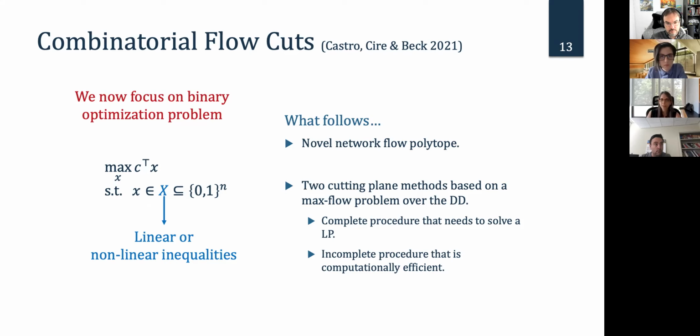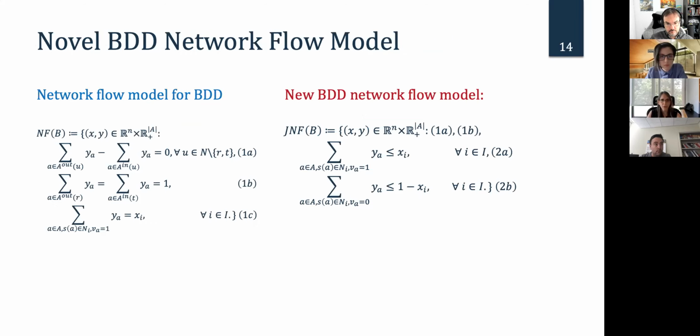And the other one is incomplete. It might not remove all the points that you want, but it's very computationally efficient. So let's go to the first one. Let's see this new network flow model that we have.